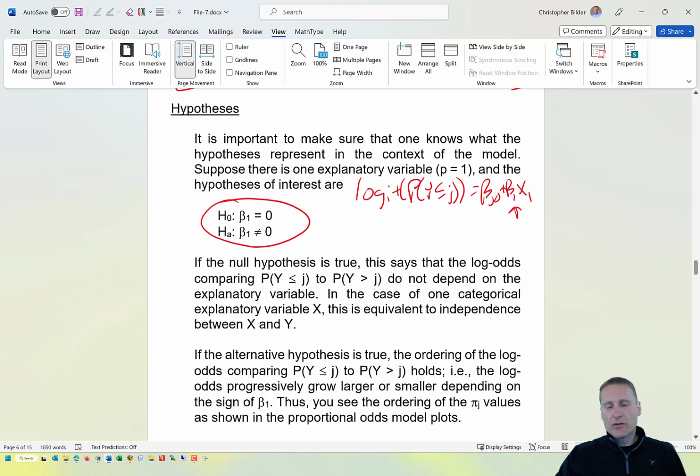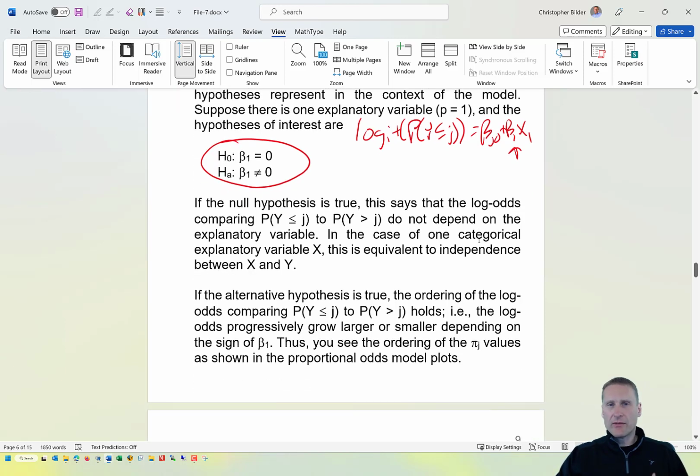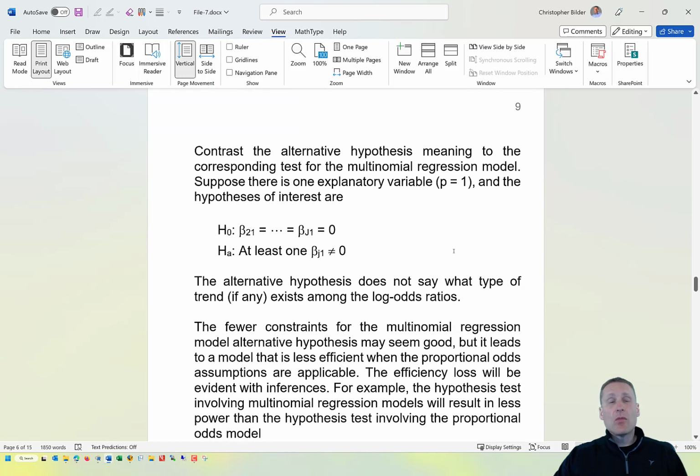Now, the alternative hypothesis is a little bit different from what we've seen before with a multinomial regression model. If the alternative hypothesis is true, then it says the ordering of the log odds comparing these cumulative probabilities holds, but it holds in the manner that we've specified with our model. So our model does have some restrictions. We've talked about that, for example, how those beta j0s have to have a certain ordering, and also how we have this ordering amongst our cumulative probabilities. So we have some restrictions in comparison to what we would have seen with a multinomial regression model.